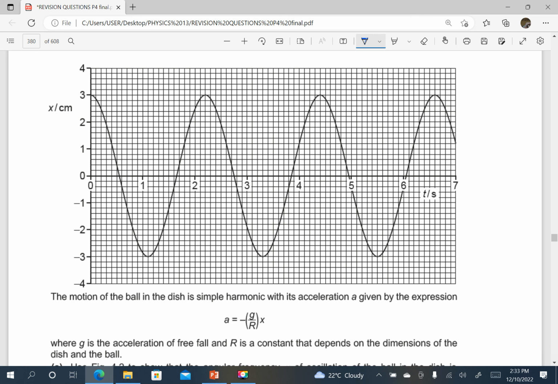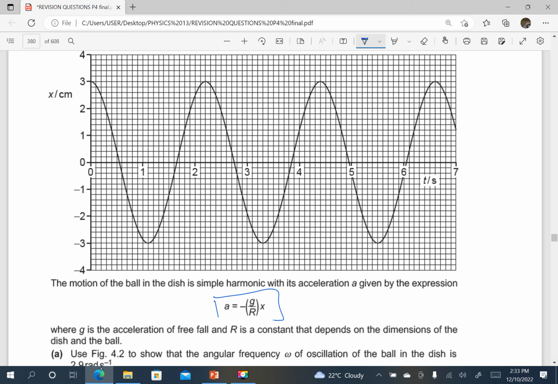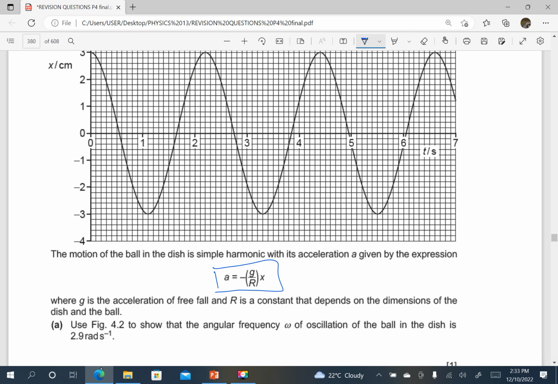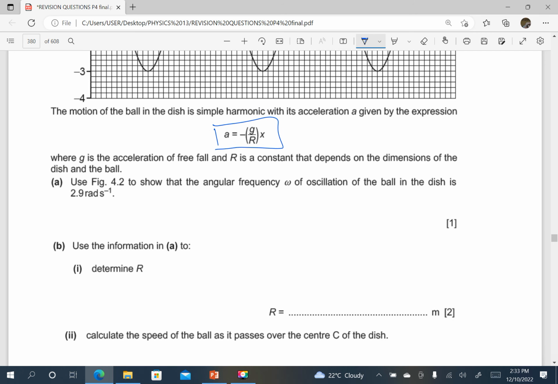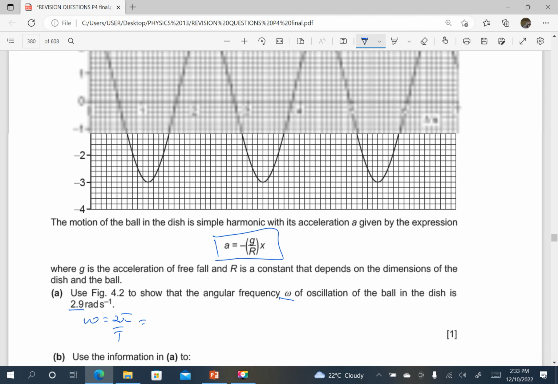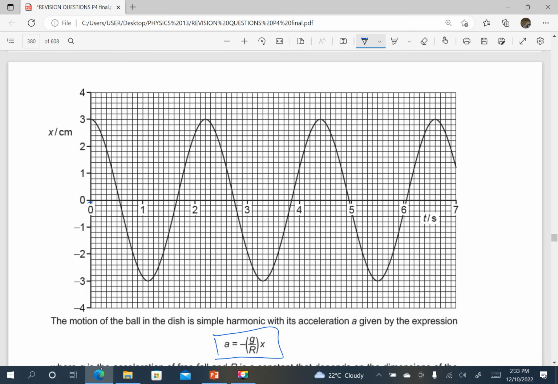The motion of the ball in the dish is simple harmonic motion with its acceleration given by this expression. Remember, g is the acceleration of free fall and r is a constant that depends on the dimensions. Use the figure to show that the angular frequency omega of oscillations of the ball in the dish is 2.9 radians per second. That is easy. We know that angular velocity is equal to 2 pi divided by the period. We check for the period from the graph. If I start from here at t equals 0, then after one complete cycle, I'm around here.